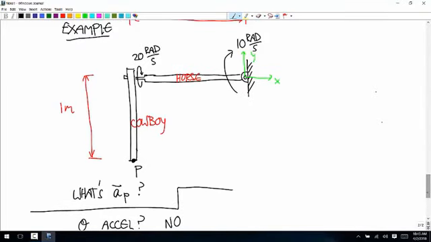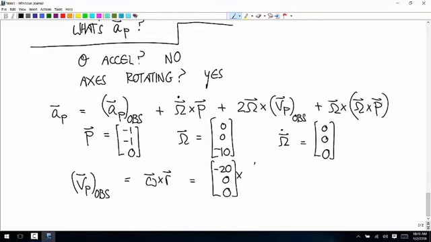And what's r? Yep. So here's one where the position vector and the r vector are different. Our position vector was -1, -1, 0. But our r vector is from the center of the circular motion, which is here, to this. So that's just 0, -1, 0. And so the cross product is 0, 0, 20.